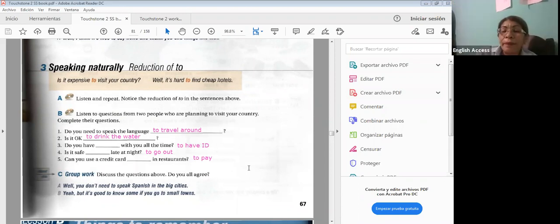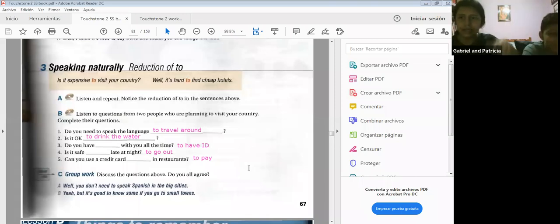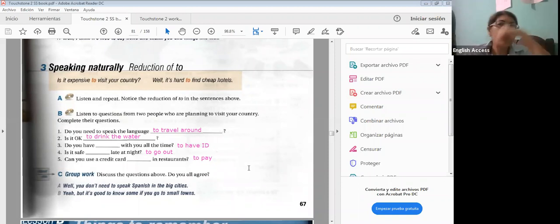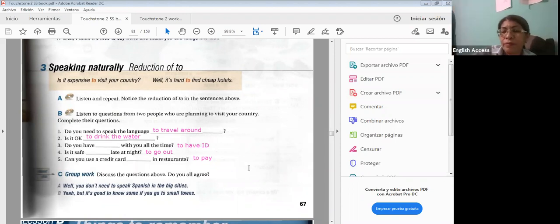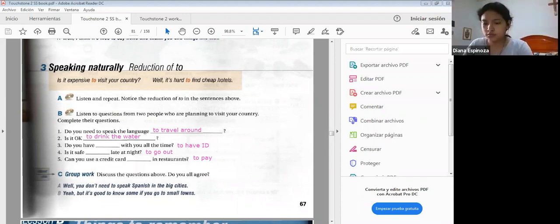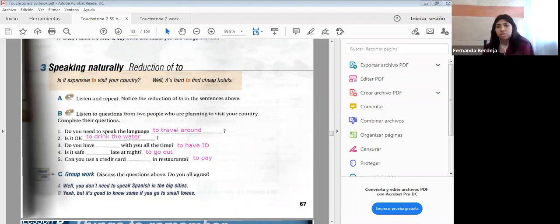Okay, now you are going to practice. You're going to ask these questions. Remember, we're talking about traveling. So think about Mexico, this country. Okay, for example, if I ask you, do you need to speak the language to travel around? No, it's not necessary to speak the language to travel around, because I speak Spanish.